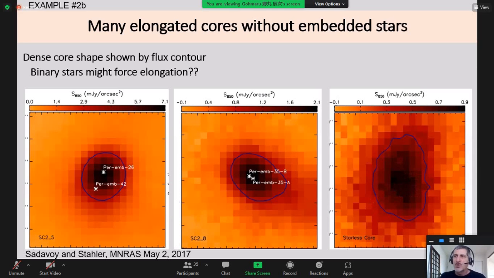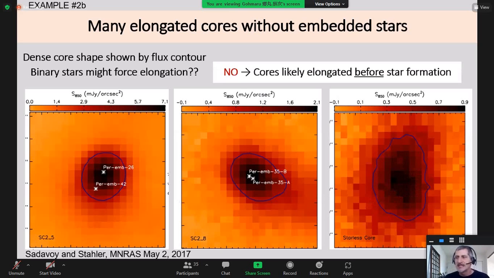To determine if cores are indeed elongated prior to star formation and identify potential mechanisms, we plan to do a systematic survey of starless cores.